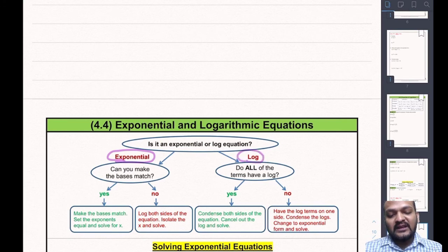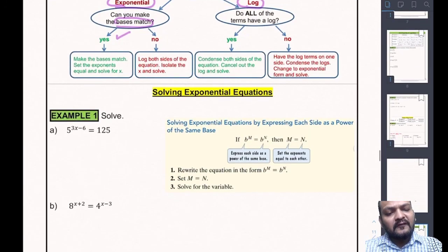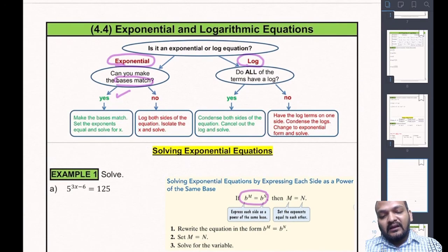When you work with exponential equations, you have an exponential expression on one side. On the other side, you might have a constant or you might have another exponential expression. If both sides are exponential expressions, see if the bases match. If the bases match, then all you have to do is use this particular formula right here. I'll show you in a minute how we do that. Then set the exponents equal to one another and solve for x.